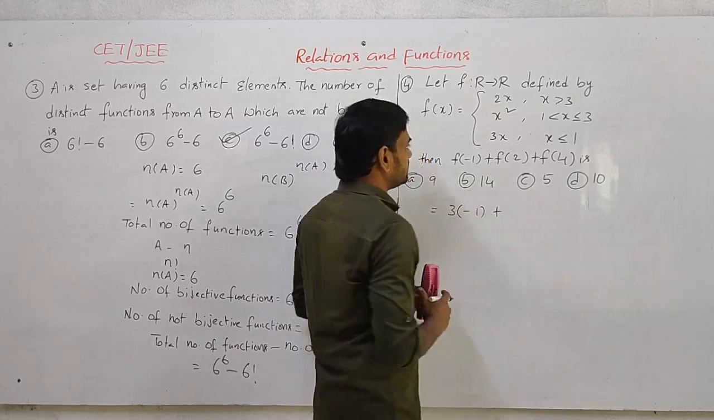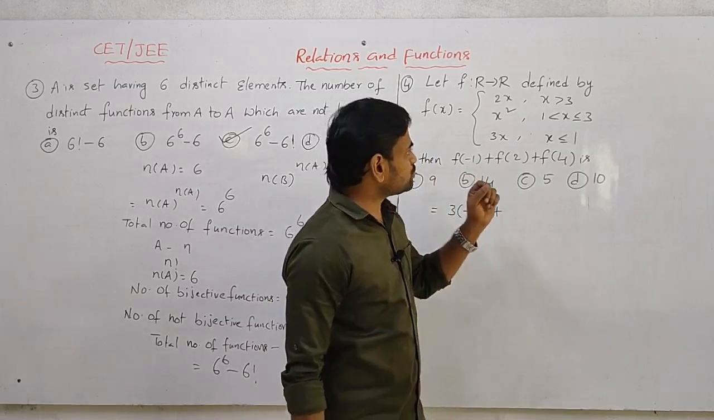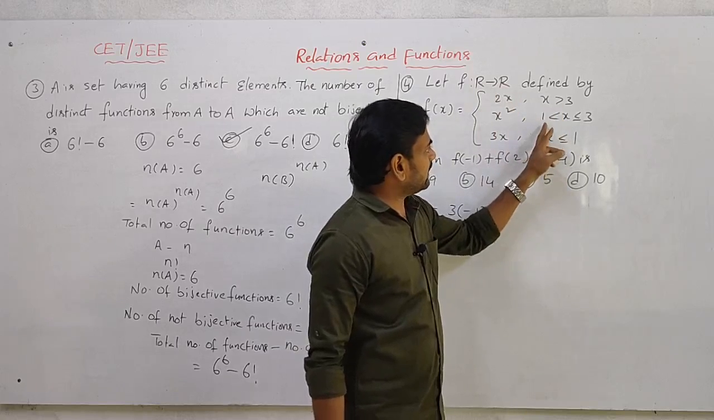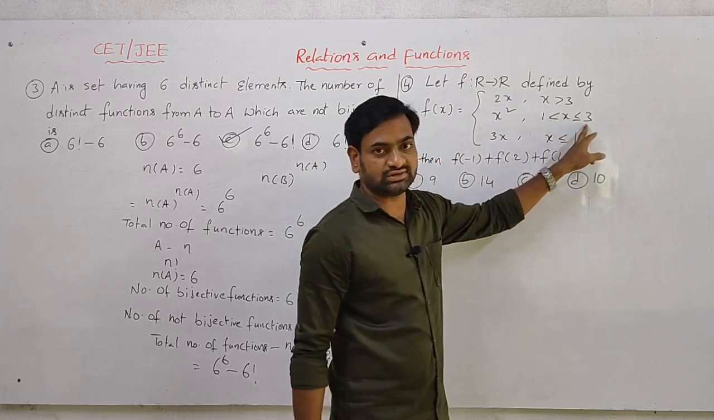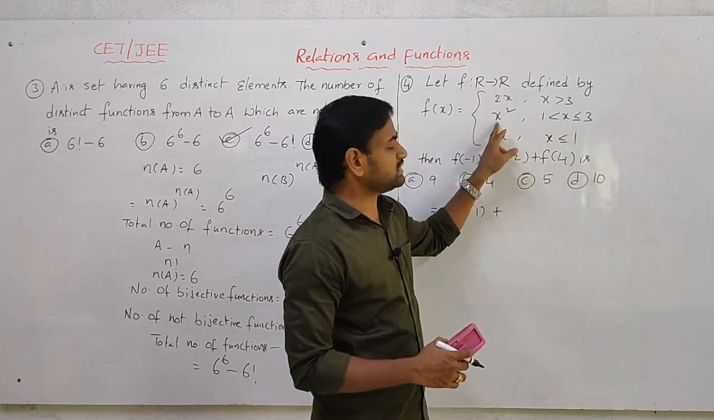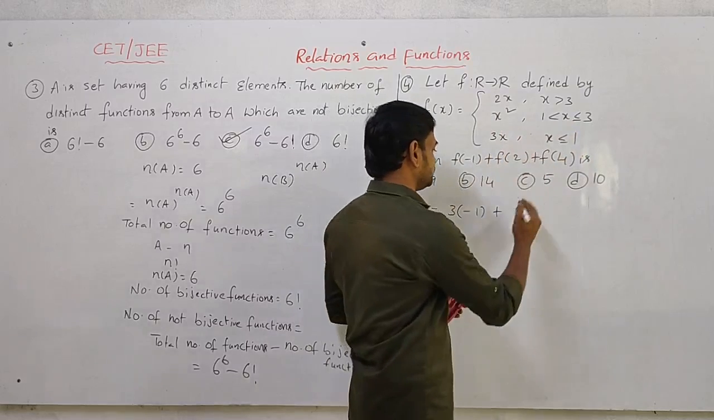Next, plus f of 2 belongs to which interval? See this one. X value is above 3? No. X value is between 1 and 3. Between 1 and 3 means there is a 2. So we can take here function is x square. But what is x value now? 2. That is 2 square.